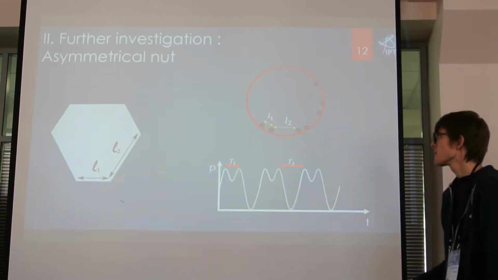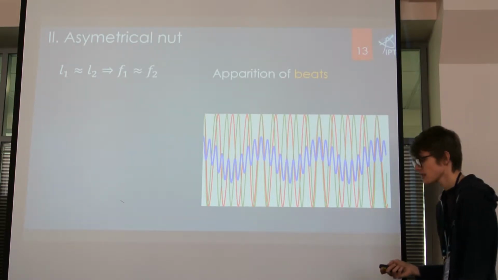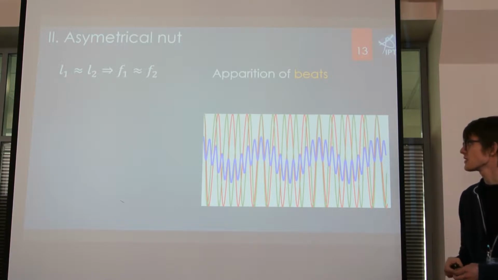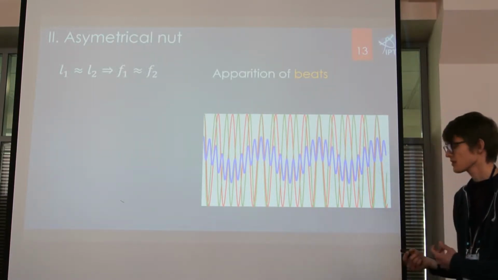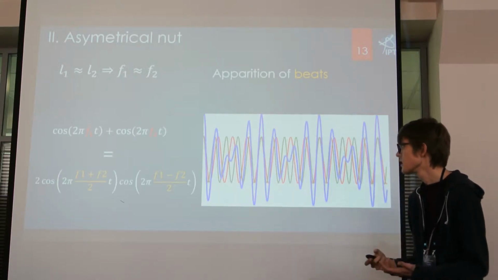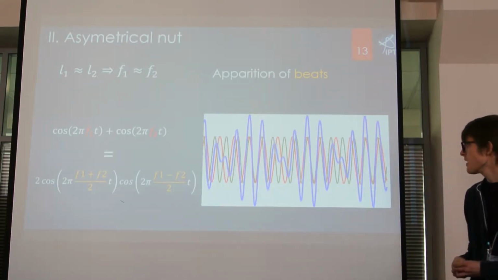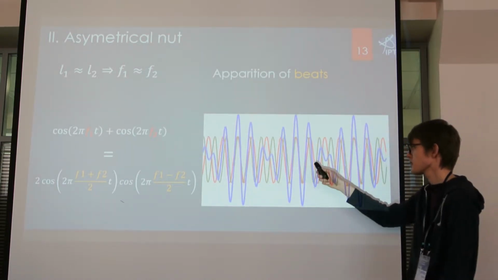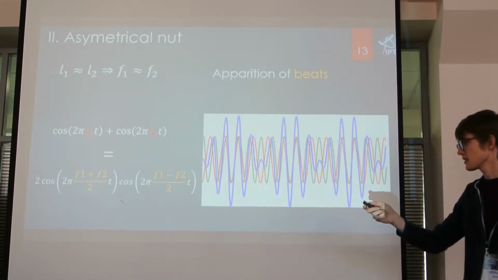In this case, the two edge lengths are more or less the same size, so the frequency is almost the same. When you have two frequencies that are really close together, you get beats. So you actually have an envelope frequency, but also a frequency inside it, as the formula tells us.